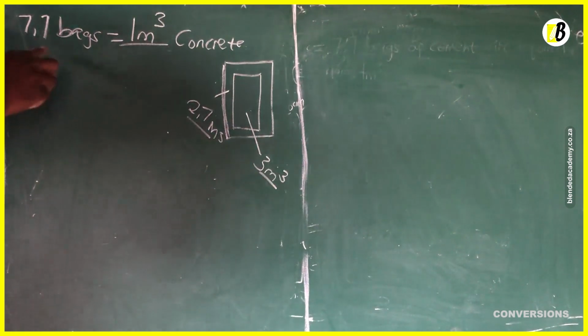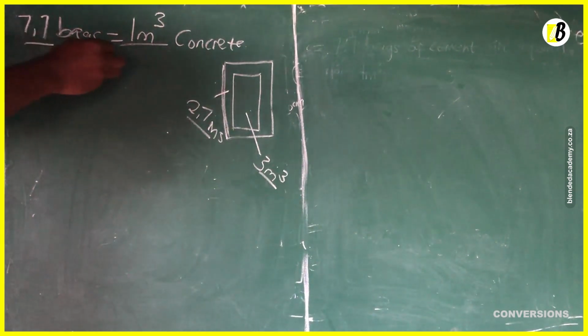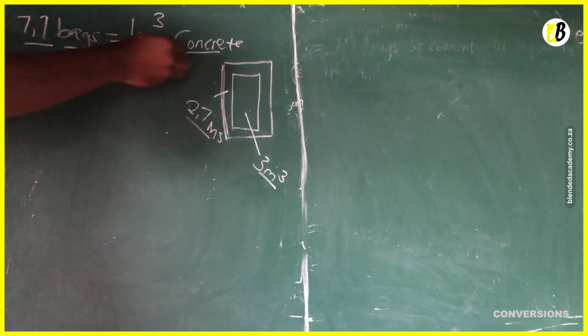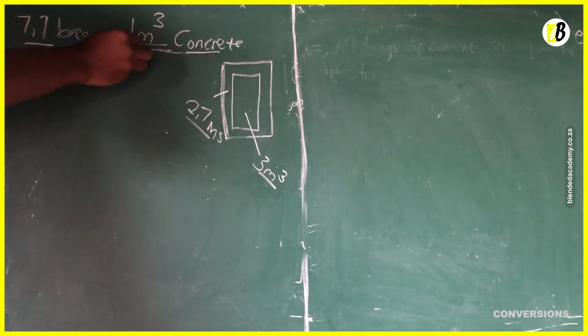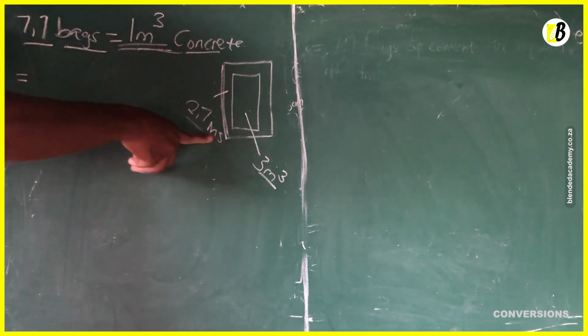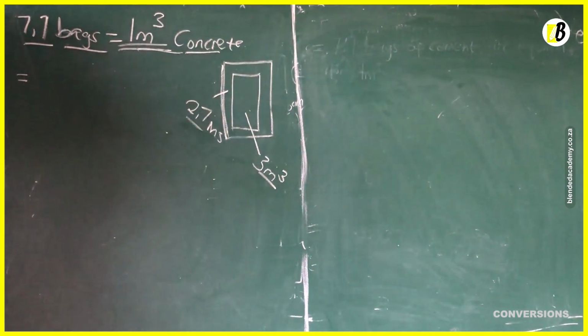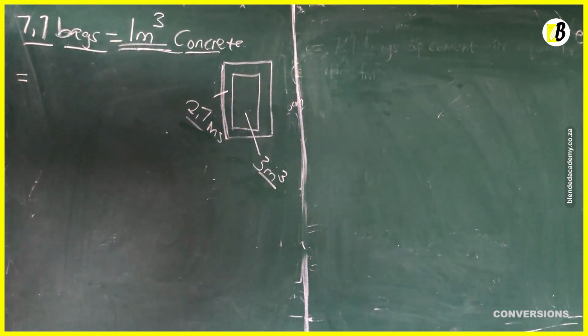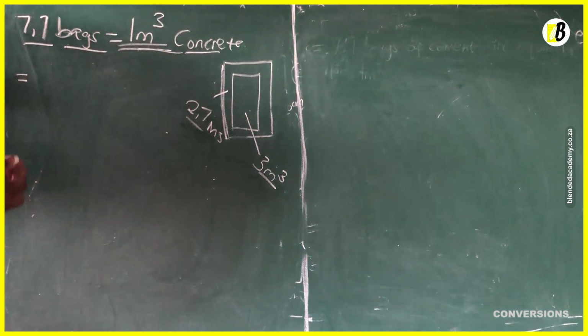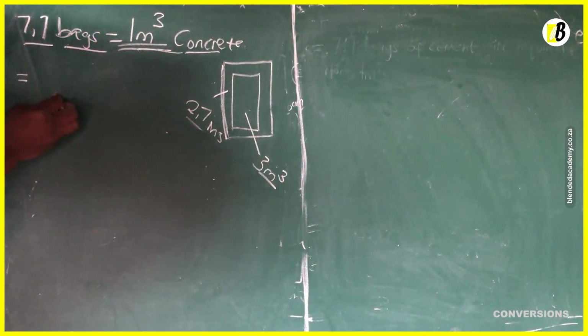So we know that 77 bags is equivalent to 1 meter cubic of concrete, right? So this is a bag of cement and it's equivalent to 1 meter cubic of concrete. And there you have the area and you're given the values. So we have 2.7 meters cubic and 3 meters cubic. So let's see if we can answer that question. Let's start with the outer part.